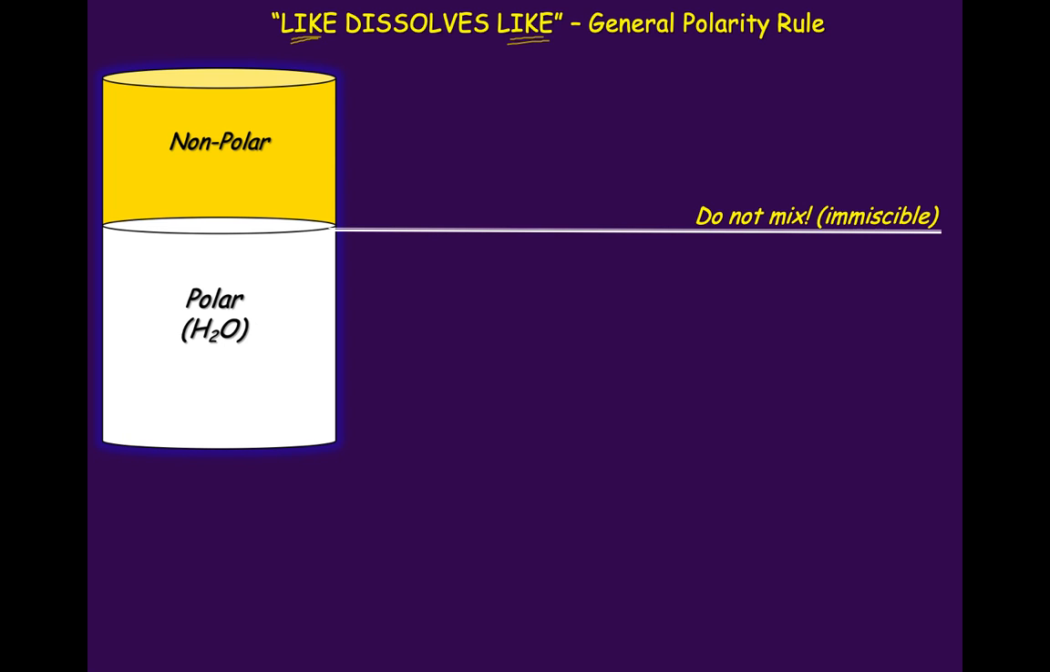What we find is that these two types of molecules won't mix too well, or not mix at all, when you put them together. The word for this is immiscible. Immiscible simply means that they won't mix.